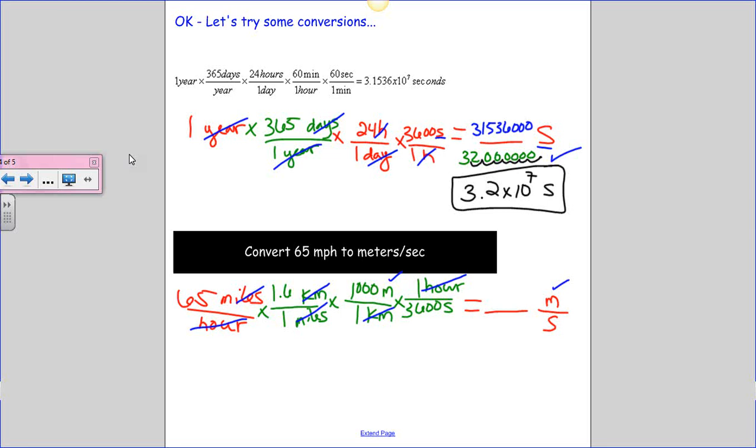And we plug it into our calculator: 65 times 1.6 times 1,000 divided by 3,600. And the answer is 28.8888, continued. Is this the correct number of significant figures? No! We are given 65 to begin with, which has 2 significant figures. So we need to round our answer to 2 significant figures. So your answer should be 29 meters per second.